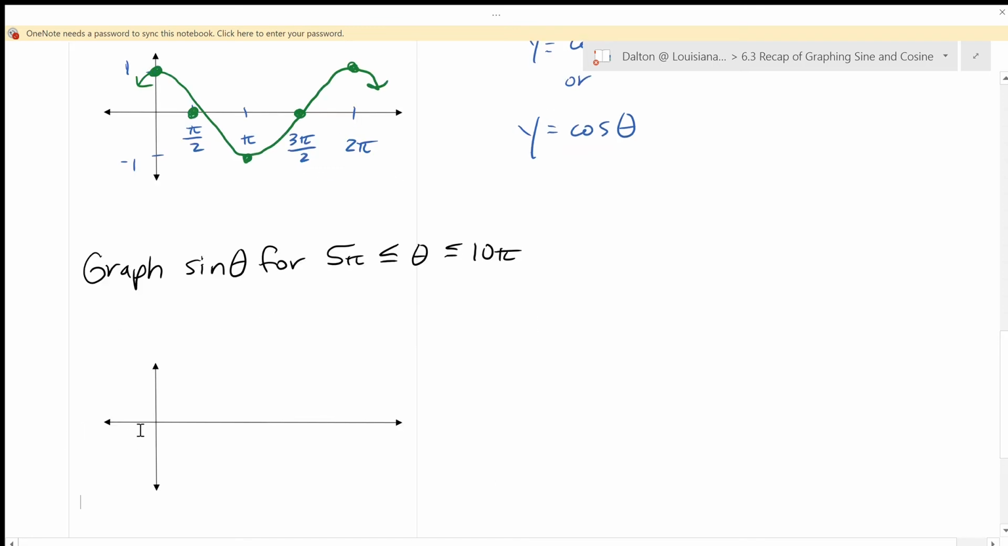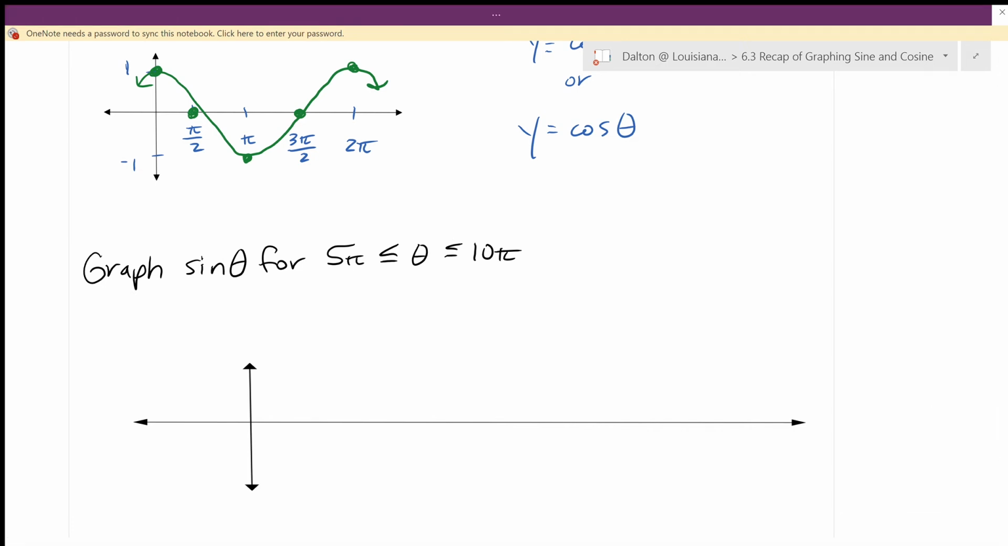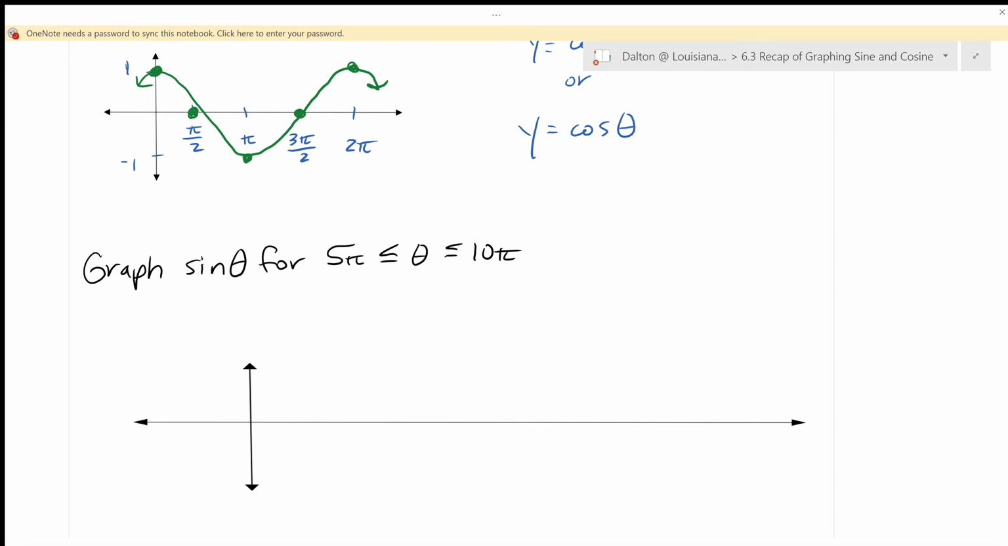Okay, so what I want to do here, let me stretch this out. What I want to do here is graph the sine function, except I only want to graph it between 5 pi and 10 pi. So I don't want to start at 0, right? I want to start closer to 5 pi. So nothing else is changing with my graph except for where I am looking at it. So my y values are still going to be at -1 for a min and at +1 for a max.